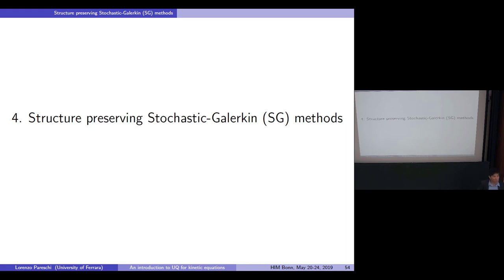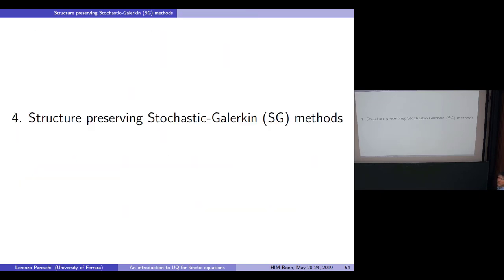Now we go back and talk a little bit about the stochastic Galerkin method, trying to see some ideas on how to develop this method in such a way that we preserve some of the structure that we have in our problem.